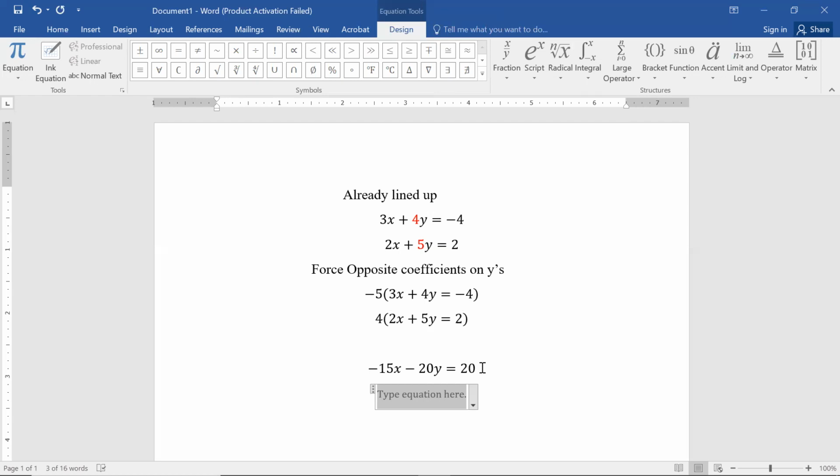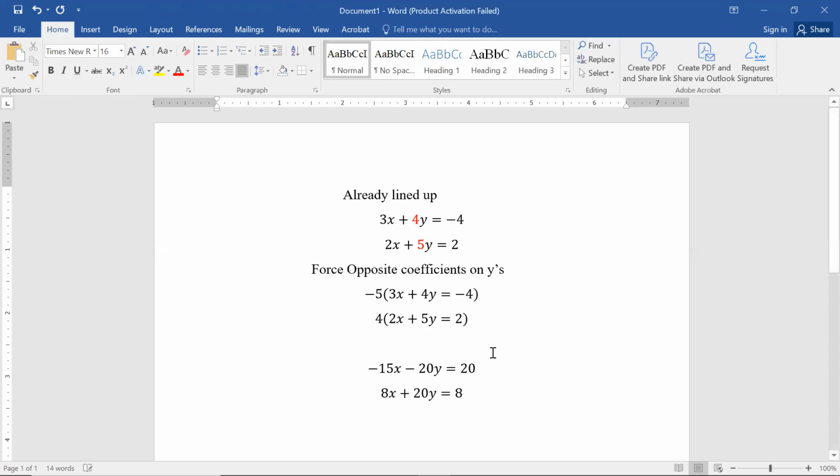Now, when I multiply the 4 through into the second equation, what happens is I end up with 8x plus 20y equals 8. Notice what I have for my coefficients of y's. One of them is a negative 20, the other is a positive 20.